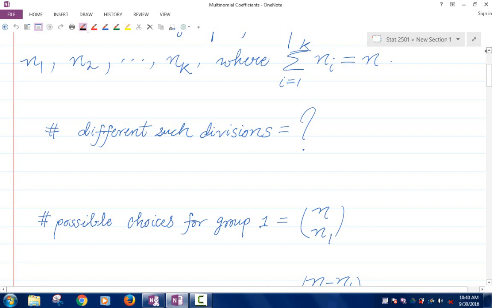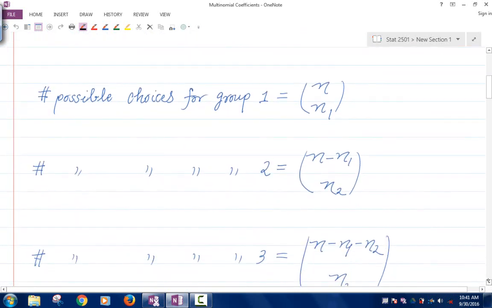Once you have picked group 1, remember, you want the groups to be distinct. So how many objects are left? n minus n1, right? From the n minus n1 objects, you want to choose group 2 of size n2. So the number of possible choices for group 2 would be n minus n1 choose n2, right?